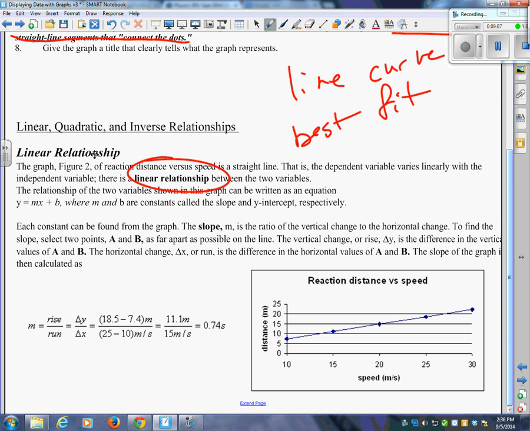Good. That's not what I asked. Vertical change or rise is the difference in the vertical, blah, blah, blah. Here I've calculated the slope.